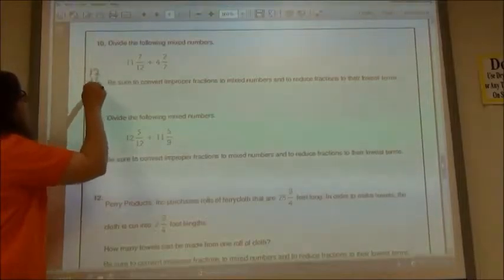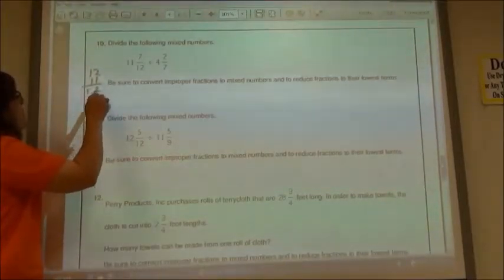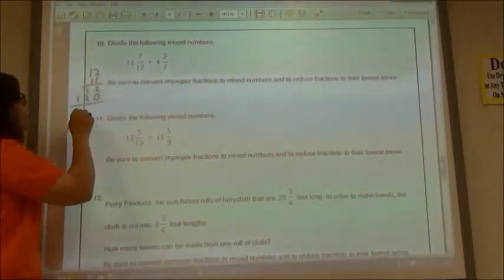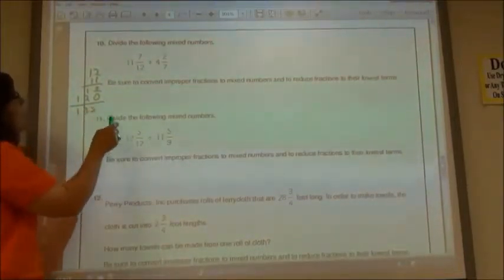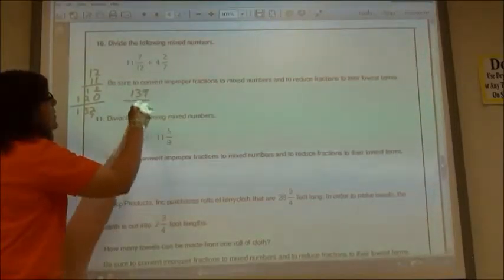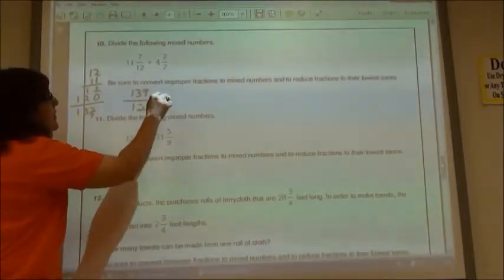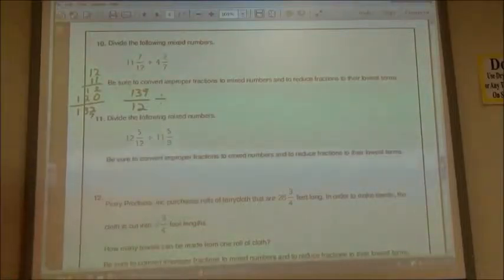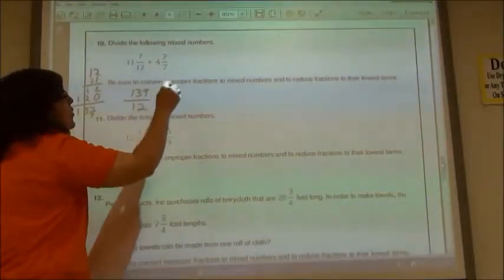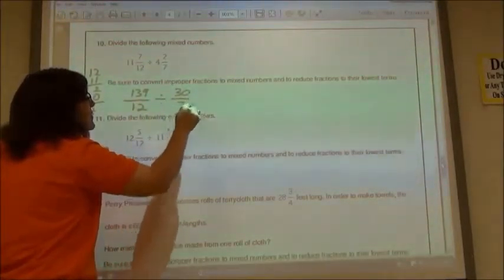1 times 2 is 2, 2 times 1 is 1. Bring my 0 down. 1 times 2 is 2, 1 times 1 is 1. So I get 132 plus my 7, which would be 139/12 then. This is still dividing for now because all I'm doing is changing to an improper fraction. 7 times 4 is 28, 29, 30, so 37ths.